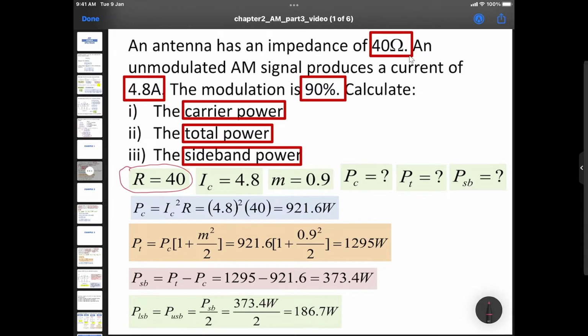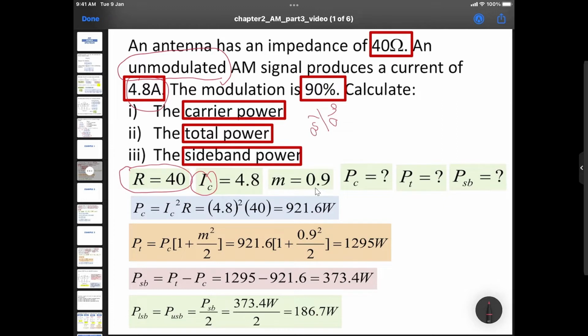Again, an unmodulated AM signal produces a current of 4.8 ampere. So the keyword here is actually unmodulated, meaning that is actually IT or IC. So this is the value of the IC. And then you have the modulation is 90%. So that is the modulation index. 90% converted into the index, you will get 0.9, because this is 90 over 100.